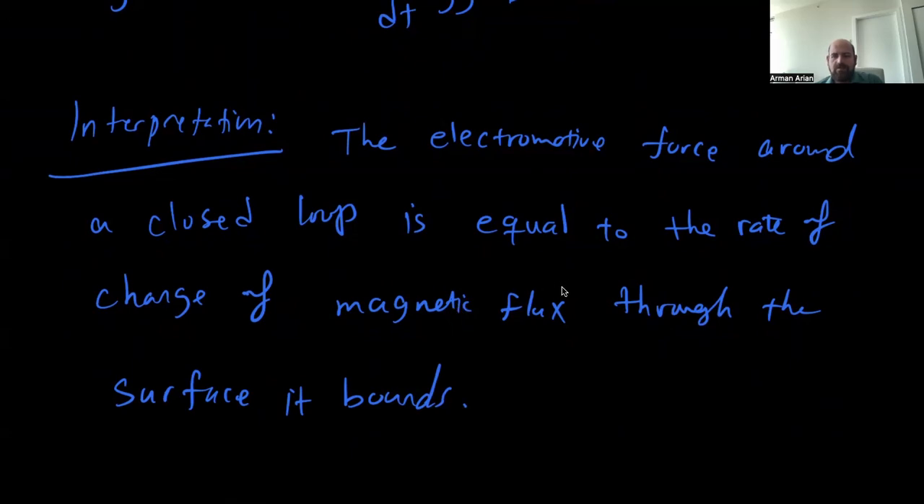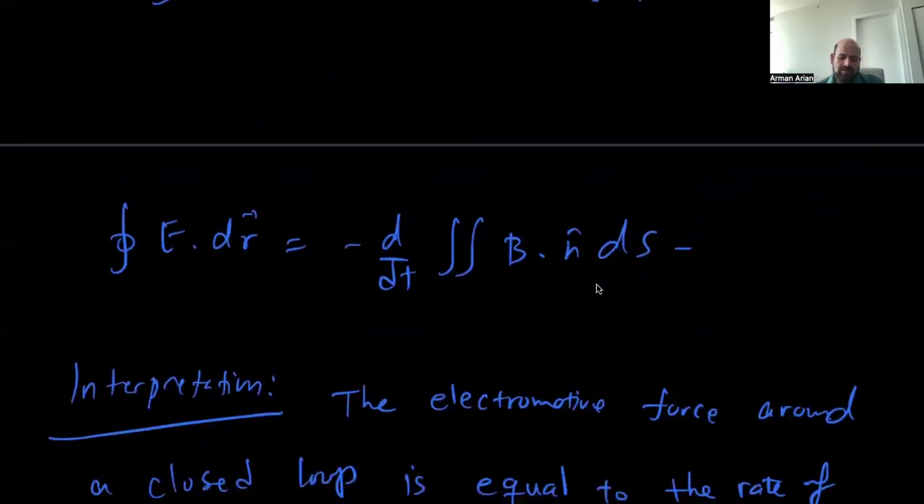We know the integral of f dot dS is the flux, and this is B dot dS, so the magnetic flux. D to dt of it means the rate of change of this quantity, so the rate of change of magnetic flux is the same as the electromotive force around a closed loop. Or we can also denote this with minus d to dt of phi B. We can call this phi B the magnetic flux.